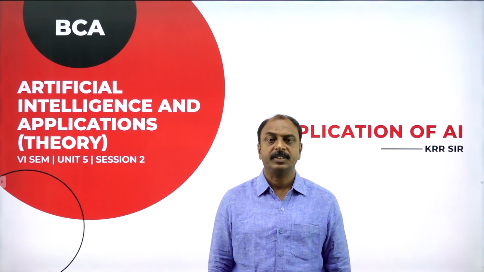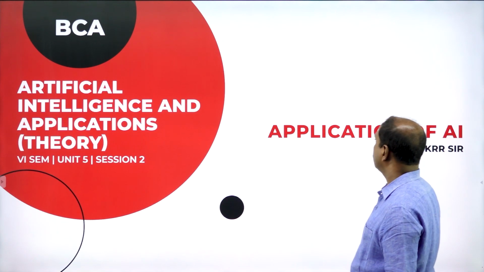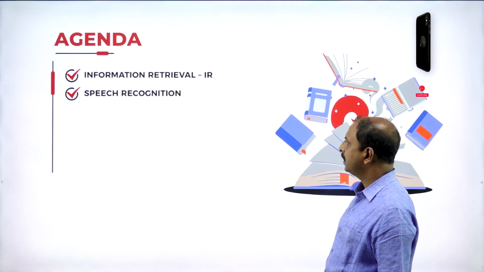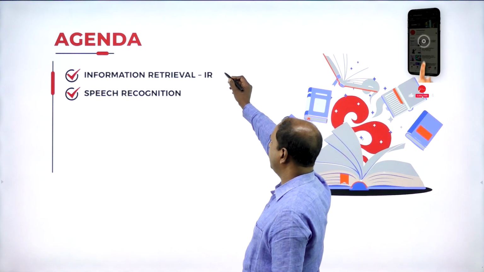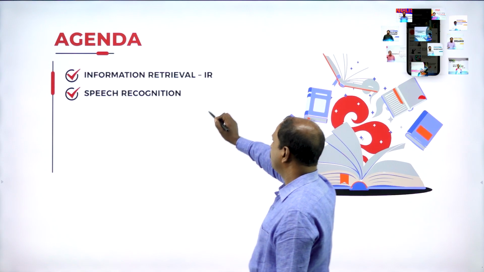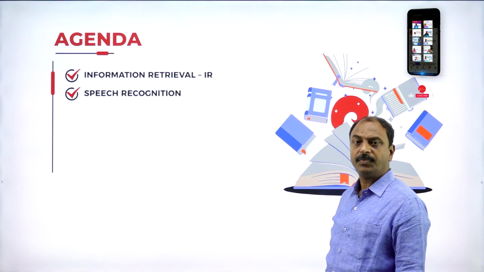Students, let us start discussion about the applications of AI. So, in this session, let us see what is IR or information retrieval and speech recognition. These are two different applications of AI system.